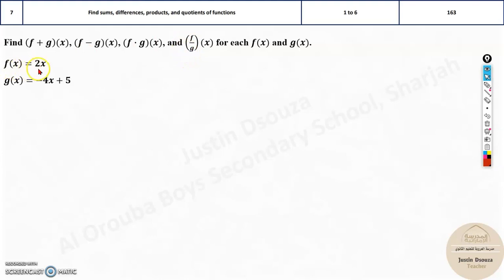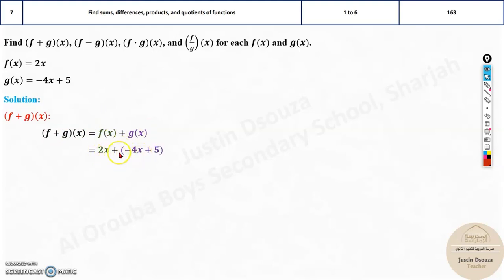Now the functions: f of x is 2x and g of x is minus 4x plus 5. All you need to do is add this up. That's it. Now let's go one by one. The first one, f plus g of whole x. All you need to do is add f of x and g of x. That's it. There's nothing much over here.